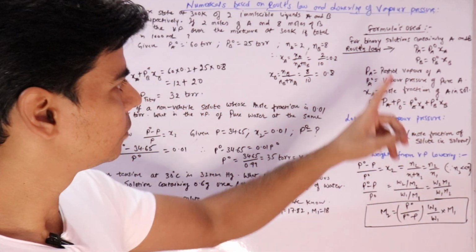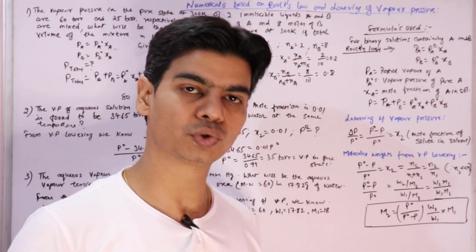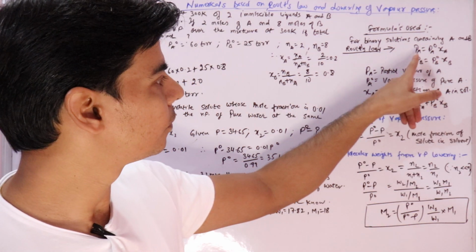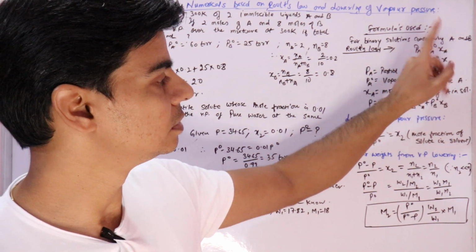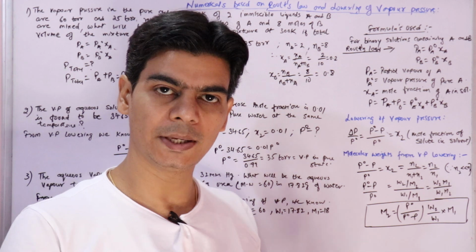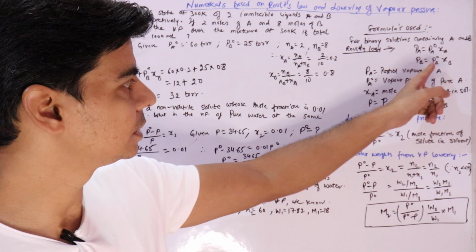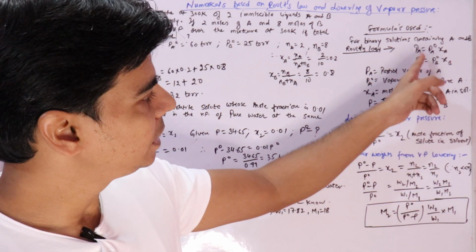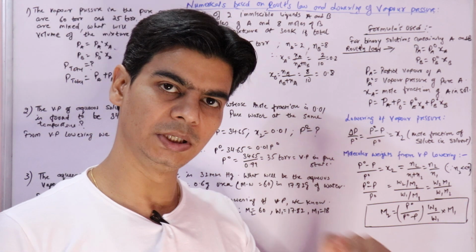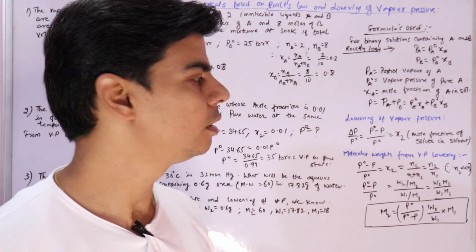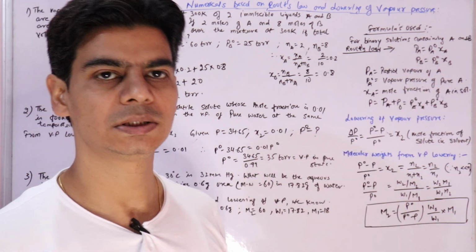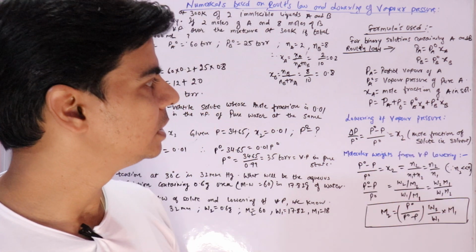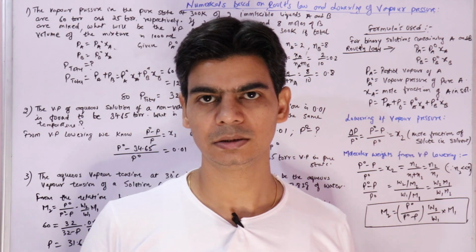The first one is for binary solutions that are composed of two liquids A and B. PA is the partial vapor pressure, PA0 is the vapor pressure of pure liquid A, and XA is the mole fraction of A in solution. Similarly, PB is the partial vapor pressure of liquid B in the solution of A and B, PB0 is the vapor pressure of pure liquid B, and XB is the mole fraction of liquid B in the solution of A and B.